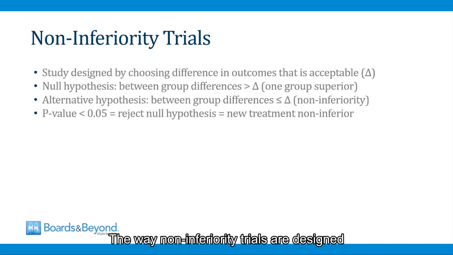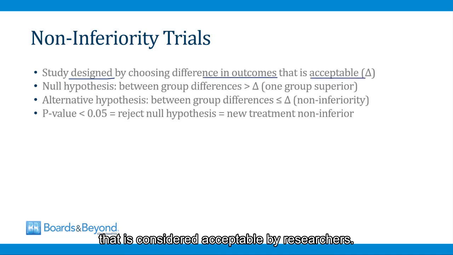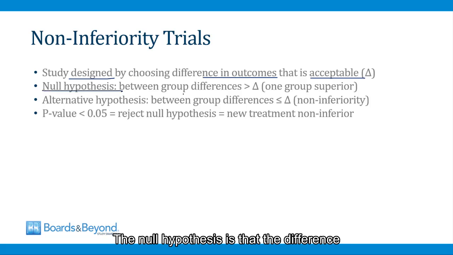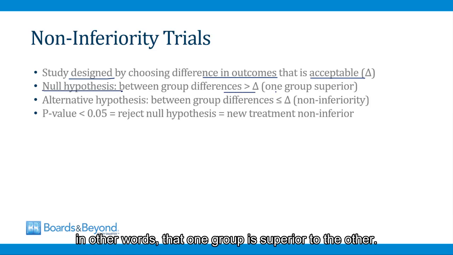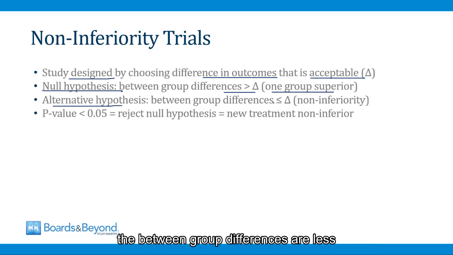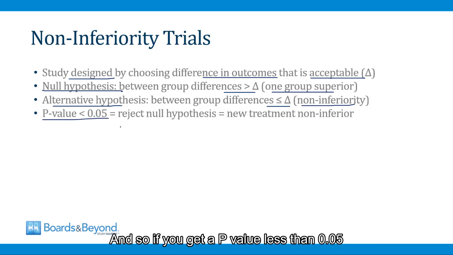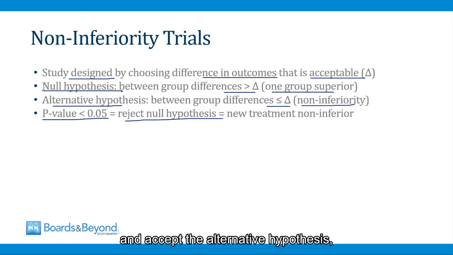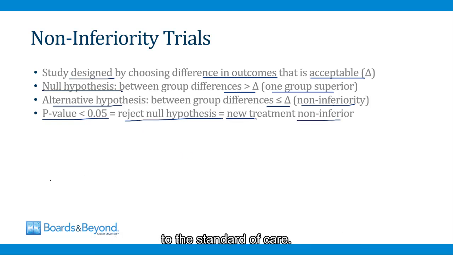The way non-inferiority trials are designed is by choosing a difference in outcomes that is considered acceptable by researchers. The null hypothesis is that the difference between groups is greater than this acceptable difference. In other words, that one group is superior to the other. The alternative hypothesis is that the between-group differences are less than the acceptable difference. In other words, that there is non-inferiority between the new treatment and the standard of care. And so if you get a p-value less than 0.05, then you reject the null hypothesis and accept the alternative hypothesis, which means that the new treatment is non-inferior to the standard of care.